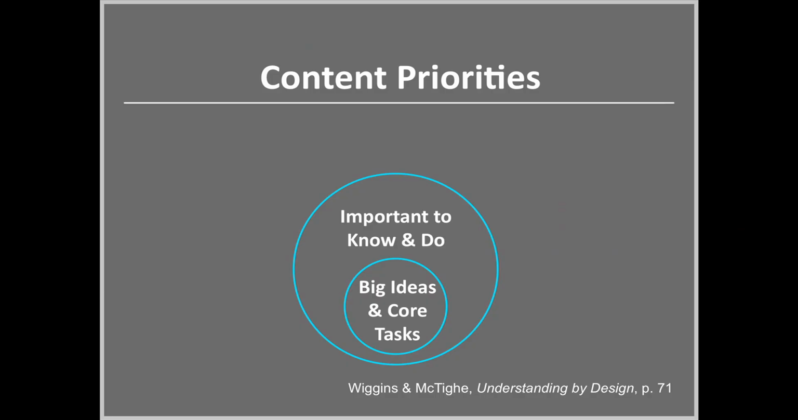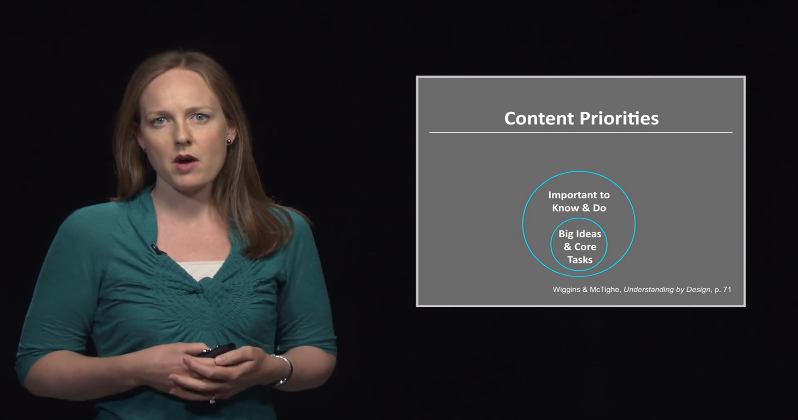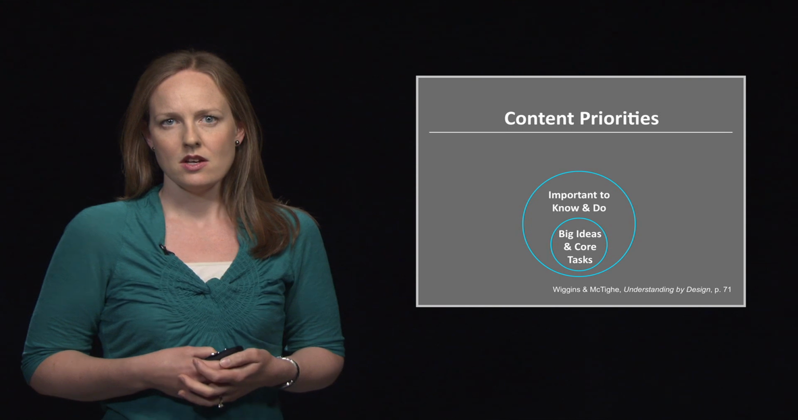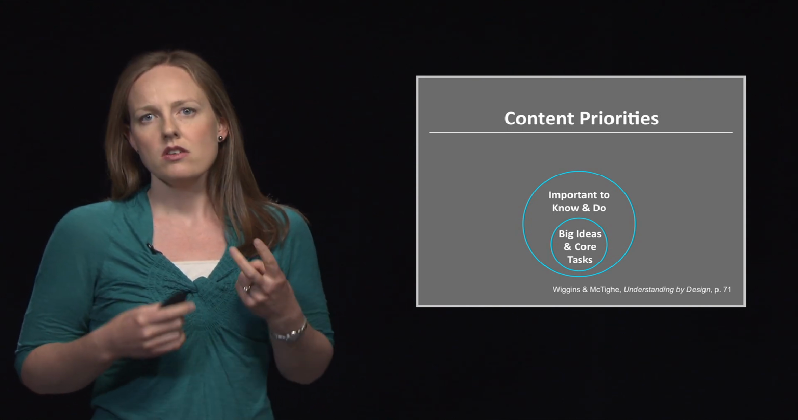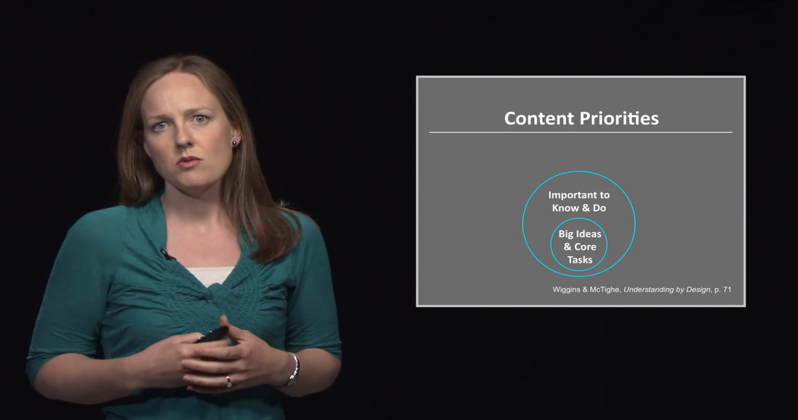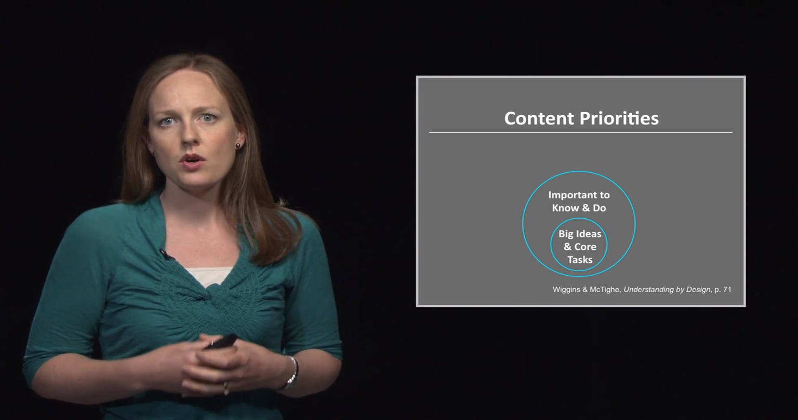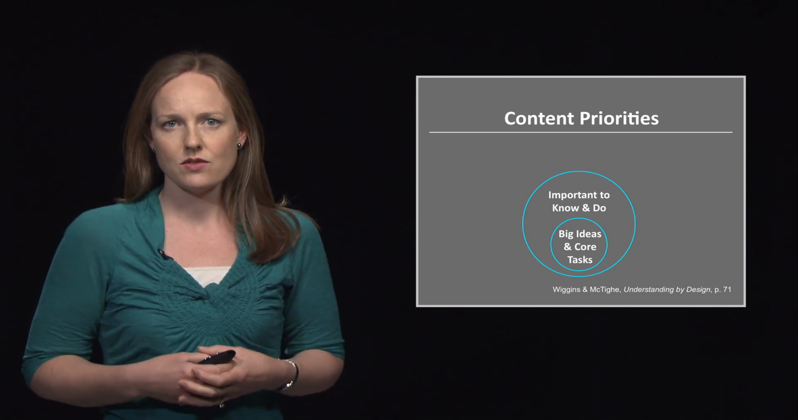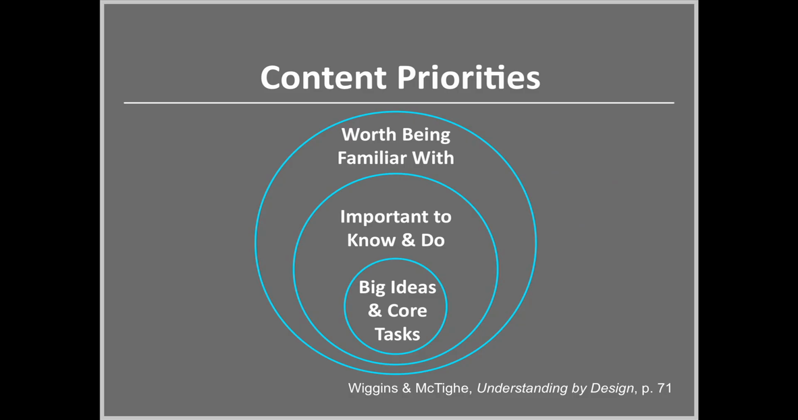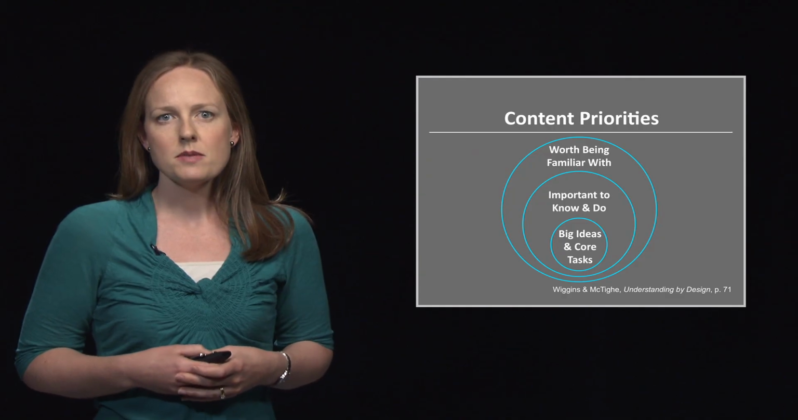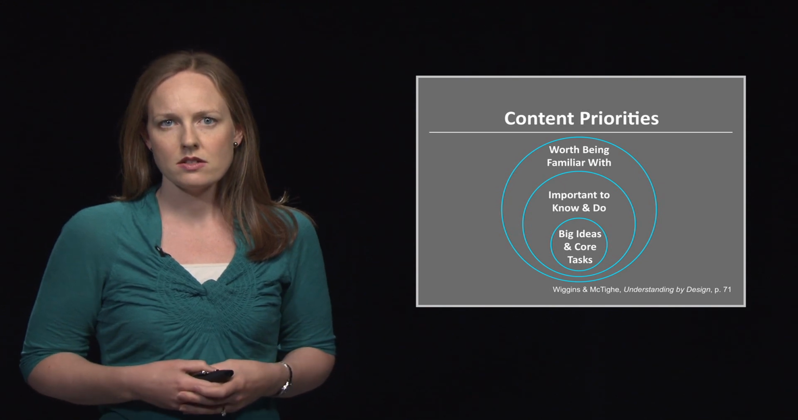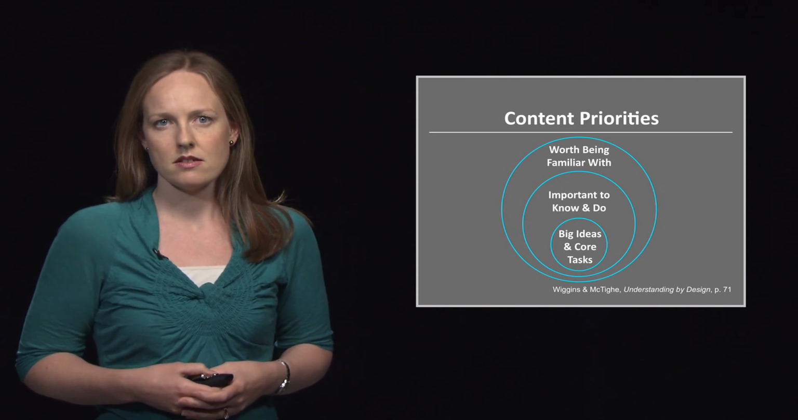Then ask yourself about what you would like your students to know and be able to do by the end of the course. This second circle corresponds to your learning objectives, which represent the skills, knowledge, and attitudes that you would like your students to obtain in order to be able to transfer knowledge successfully. Lastly, include content that you would like your students to be familiar with by the end of the course. For example, this may be the names of historical figures, important dates, or formulas.